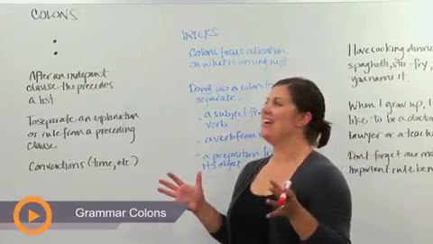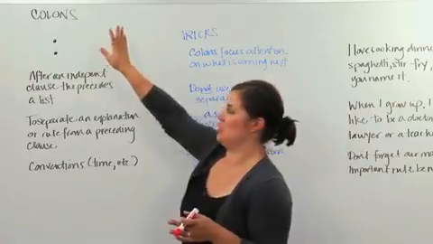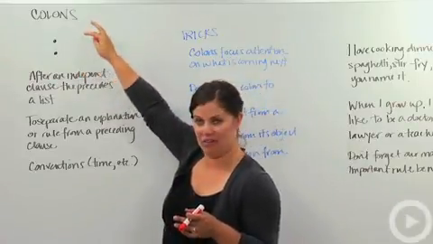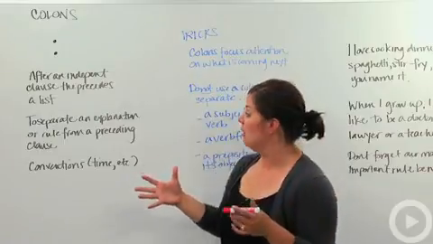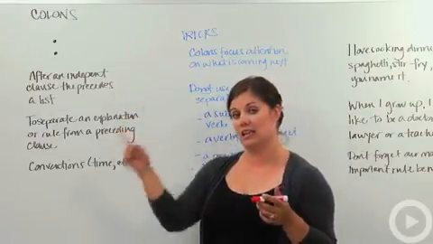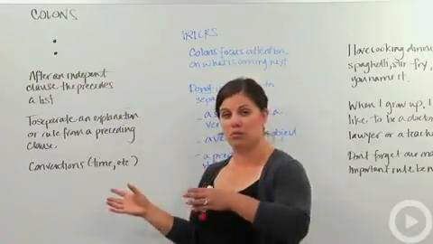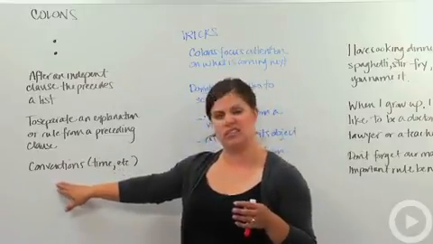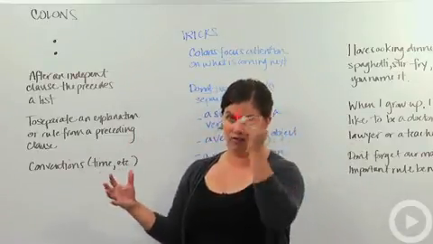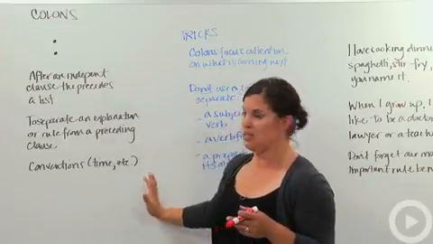All right, now we're talking about an often misunderstood punctuation mark, the lonely Mr. Colon, and that's the one with the two dots over each other. A colon is something you use after independent clauses that precedes a list. It also can be used to separate an explanation or a rule from the preceding clause in front of it. You can also use it in conventions, like when you're writing 5 o'clock, 5:00. So that's the three different ways that you use it.